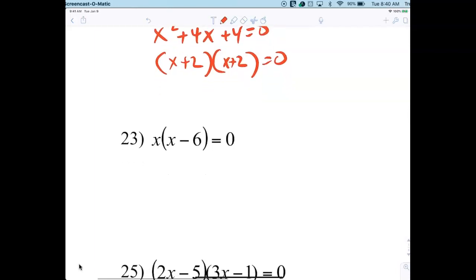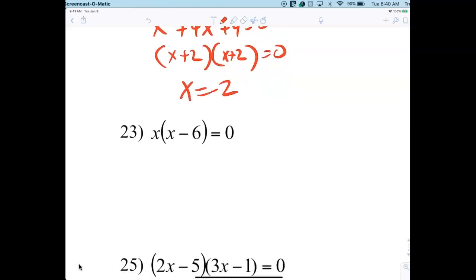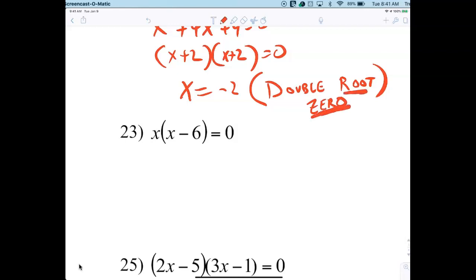Now, I want everybody to write down x equals negative 2, in parentheses. A solution is called a root for whatever reason. This is called a double root. Some books call it a zero, some books call it a root. It's called a double root. What does that mean? That just means the same answer occurs twice. That's all that means. You don't write x equals negative 2, x equals negative 2.